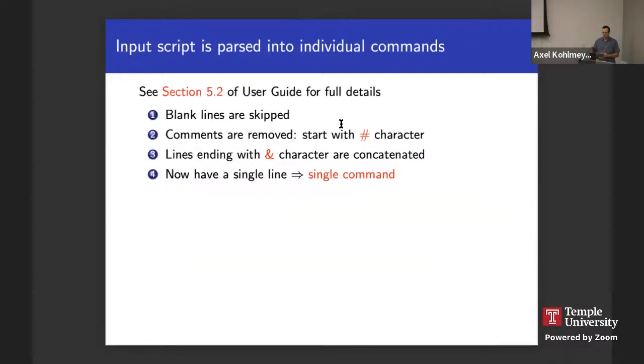Okay, it might help you to understand how the input script is actually parsed into multiple commands. There's section 5.2 of the user guide for full details, so you can go look at that if you have questions. If there are any blank lines, those get skipped. If you have a comment that starts with a pound character, those are removed, so LAMMPS will just ignore comments. If you have a really long command and you need to put it on multiple lines, you can put an ampersand character, and that will concatenate these two lines into a single command.